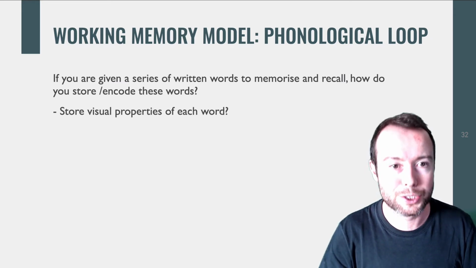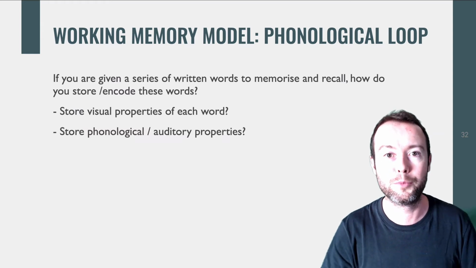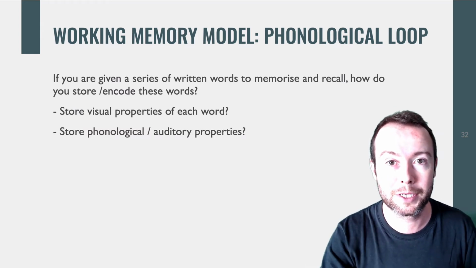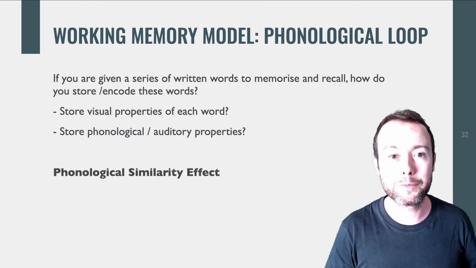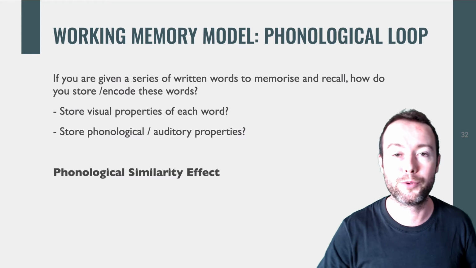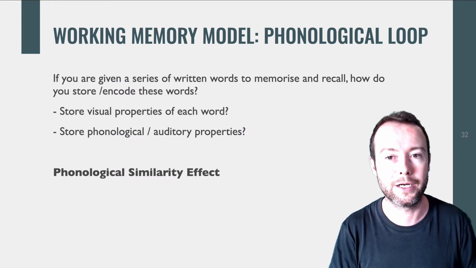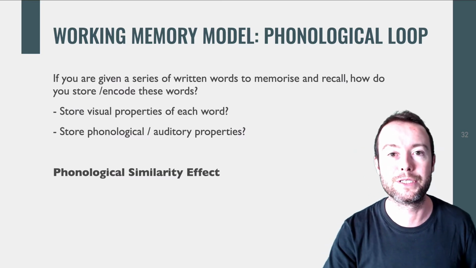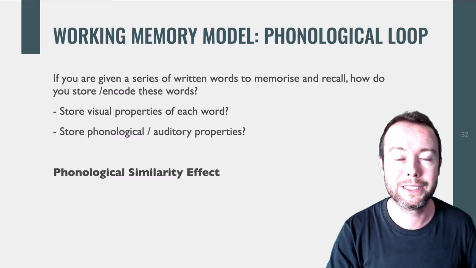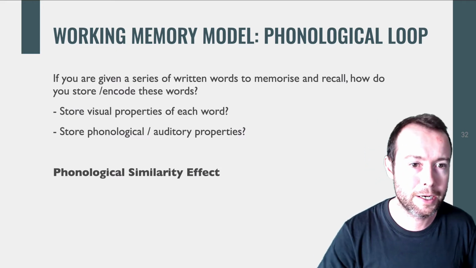And one way to examine this is to see what happens if we ask people to remember words that sound similar but look different to each other. So if we find that people are using a phonological loop, or certainly the verbal representation of words, to store this information of the words, then you would expect there to be learning differences based on the phonology or the sounds of words that people are learning. And this is the case.